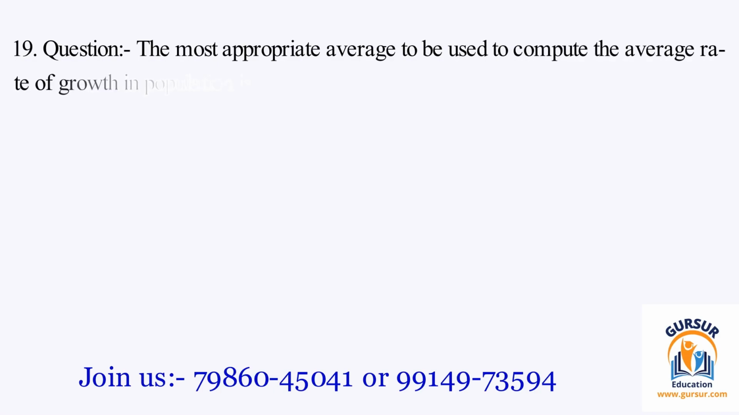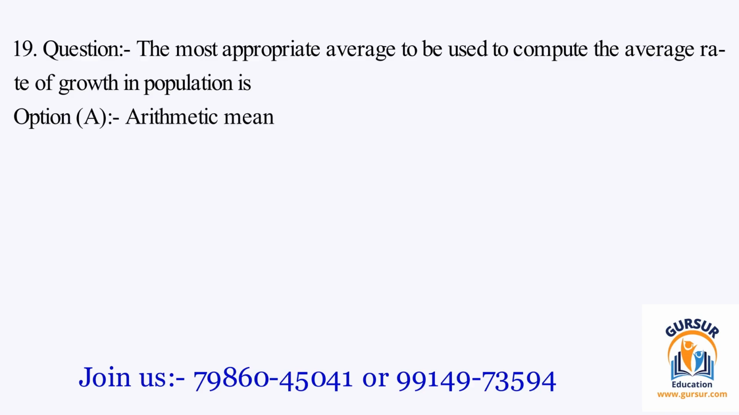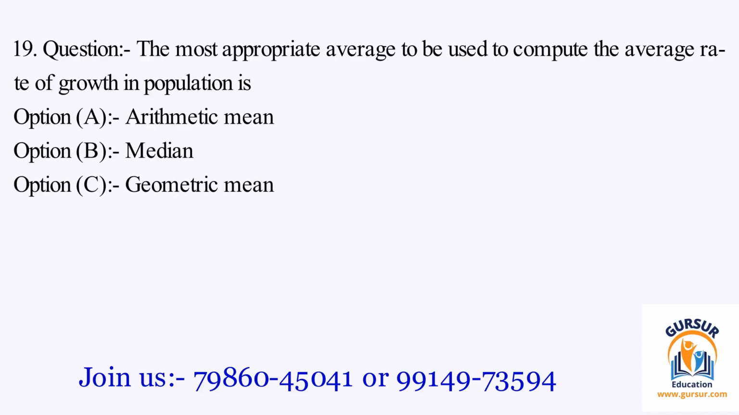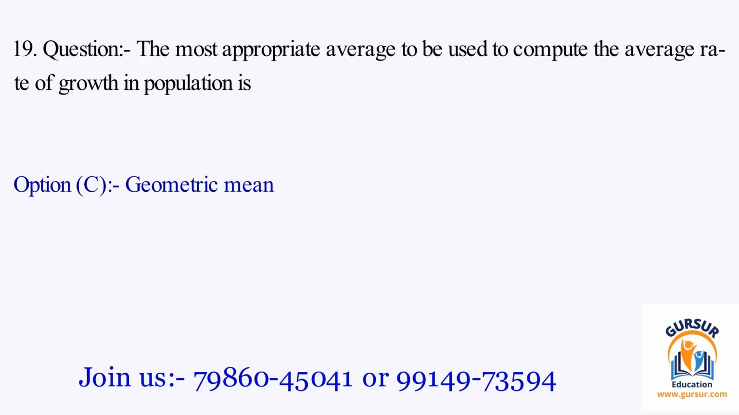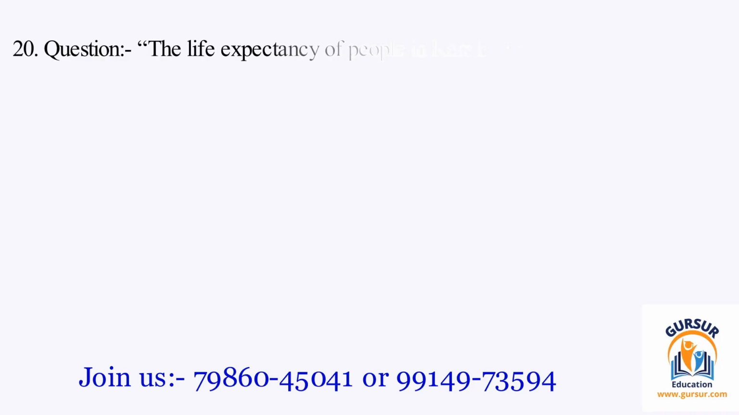Question number 19. The most appropriate average to be used to compute the average rate of growth in population is. The option A is arithmetic mean. The option B is median. The option C is geometric mean. The option D is harmonic mean. The right answer of the question is option C, and that is geometric mean.